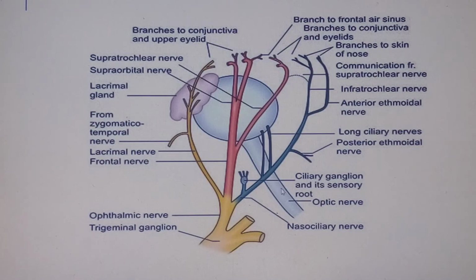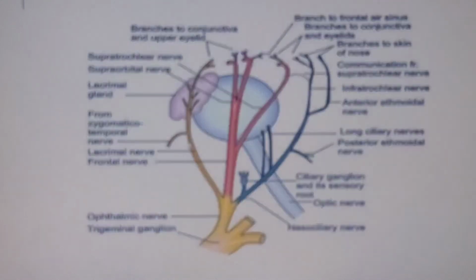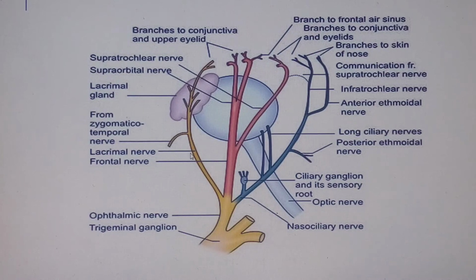Now I told you that the nasociliary nerve will pass through, superficial to the medial rectus muscle. So the lacrimal nerve passes on the upper border of the lateral rectus muscle, because I told you that this lacrimal gland is located on the superolateral aspect of the orbit. So that is an important thing that we want to know.